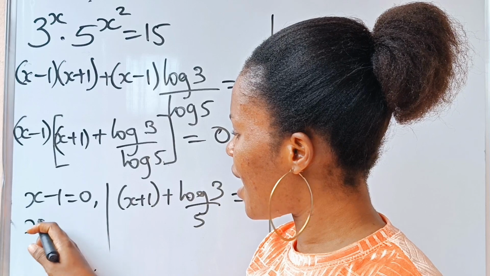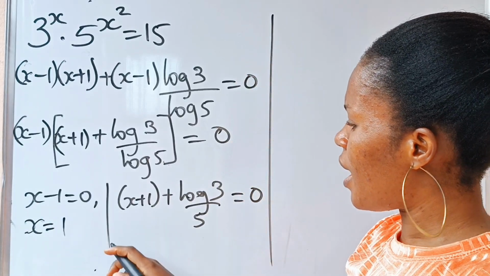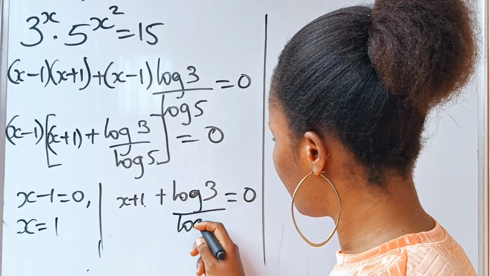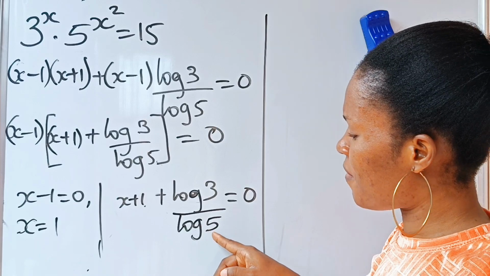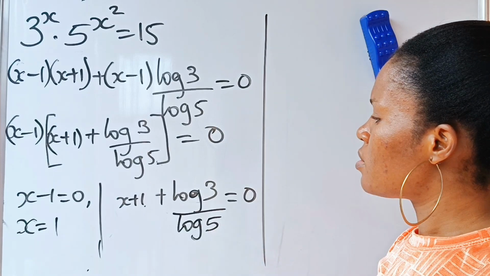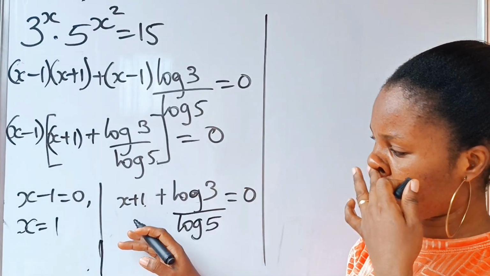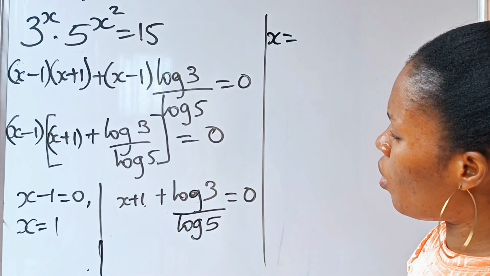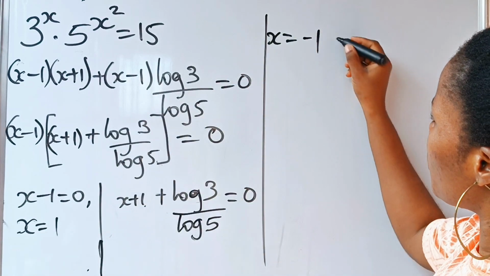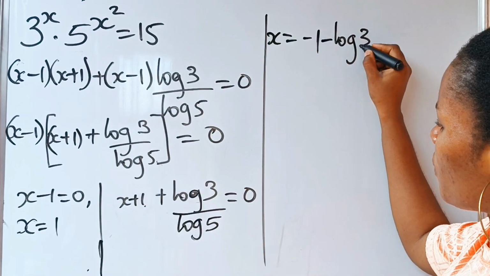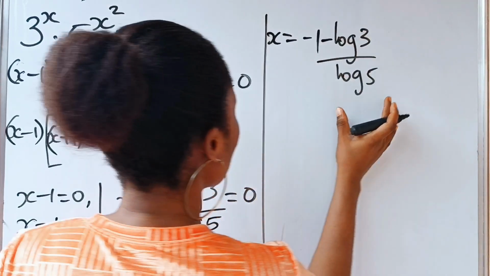So from here, we can see that our x is equal to minus 1 will cross to become plus 1. Now from here, I notice that I wrote 5 here instead of log 5. For us to get the value of x for this second part, our x will be equal to, this will cross to become minus 1, and this will also cross to become minus log 3 divided by log 5. And this becomes the second value of our x.